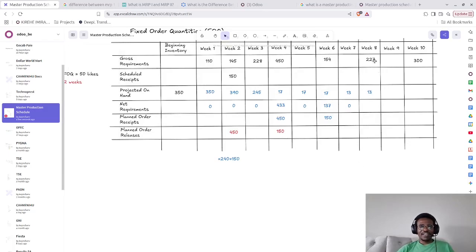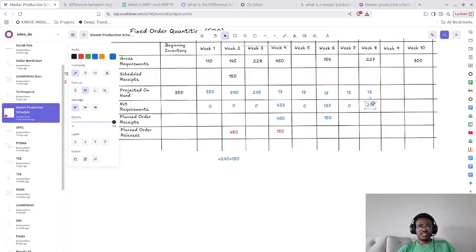but I have a requirement for 227. So how many bicycles do I need to supply this order of 227? It will be 227 minus 13, and I'll need 214 bikes. So here I need to have 214 bikes in order to fulfill the requirement of 227. So if I'm to receive it in week 8, I must make the order 2 weeks before, but I cannot order 214 bikes. I have to order a multiple of 50 that can fulfill the requirement of 214. And what number is that? 250.